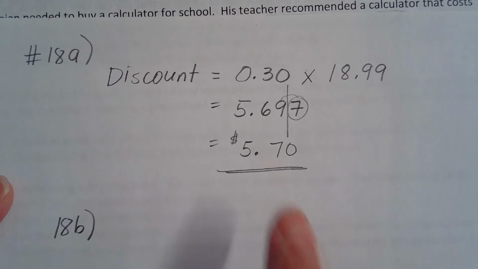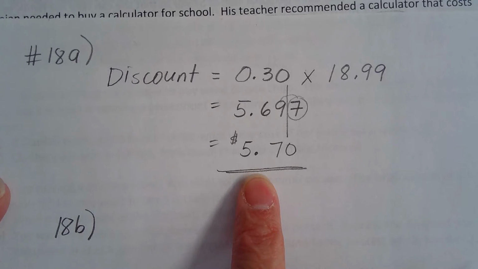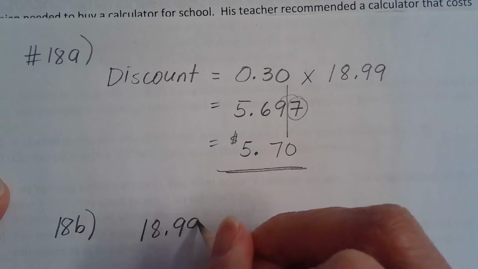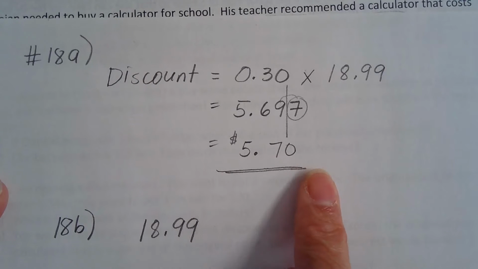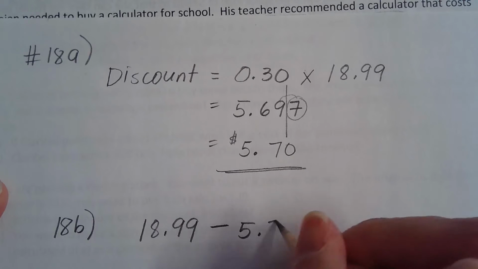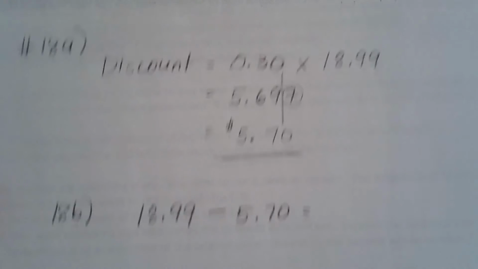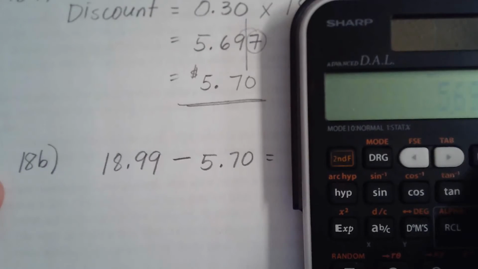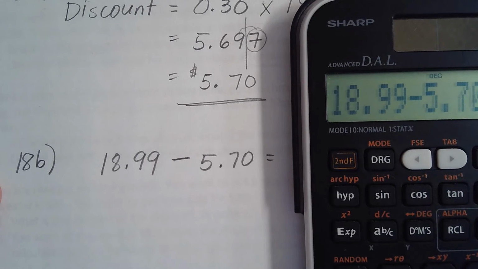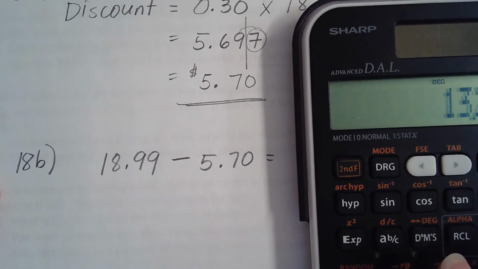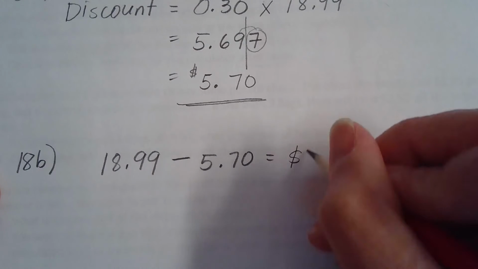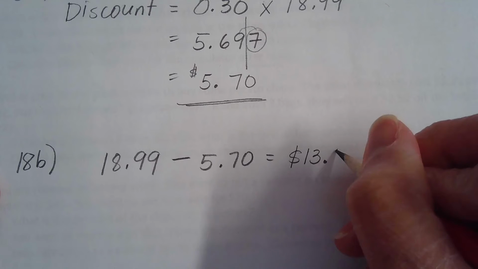Now 18B says calculate Dijan's final cost after taxes. Okay, so we know that this is $5.70 off. It used to be $18.99, but now it's $5.70 off, so we gotta take that off. That's why it's called off. So $18.99 minus $5.70. So it's $13.29.